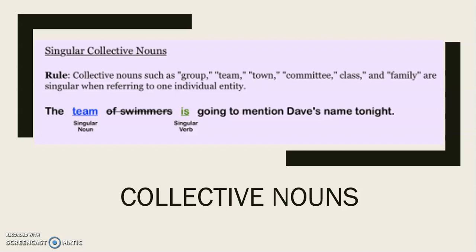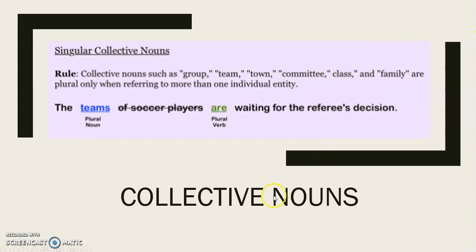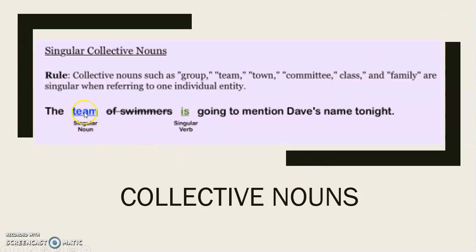So an example of that is: the team of swimmers is going to mention Dave's name tonight. So what we have to do here is identify the singular noun, which is team, and because this collective noun is singular, it has to pair with a singular verb, which here would be the verb is. The team is going to mention Dave's name tonight. If you notice here, there's a little line to cross out of swimmers, just because we don't use of swimmers to determine which verb goes next. We're using this collective noun.